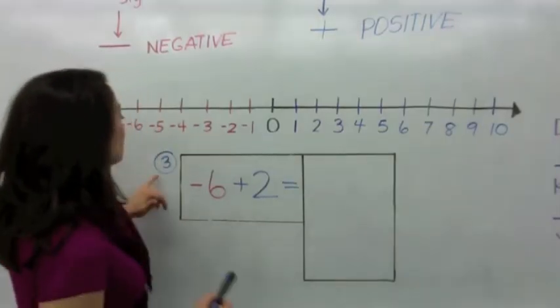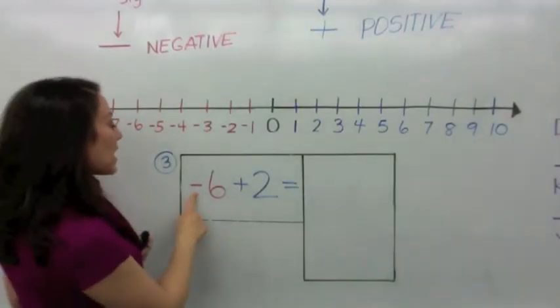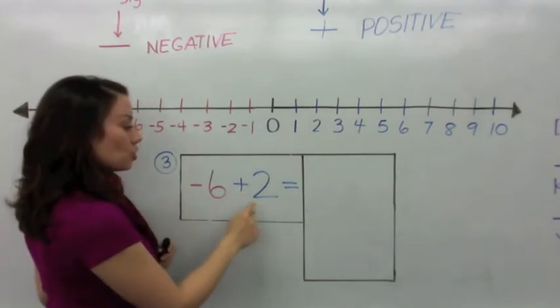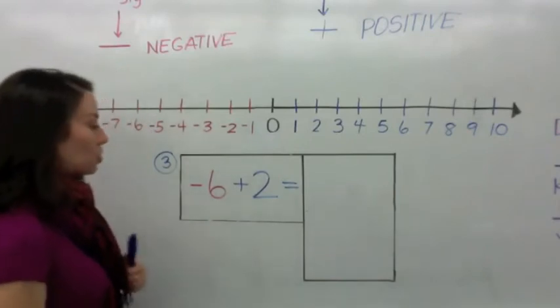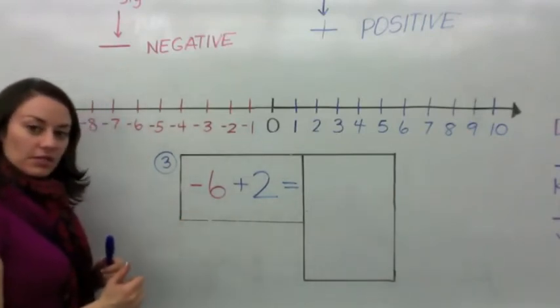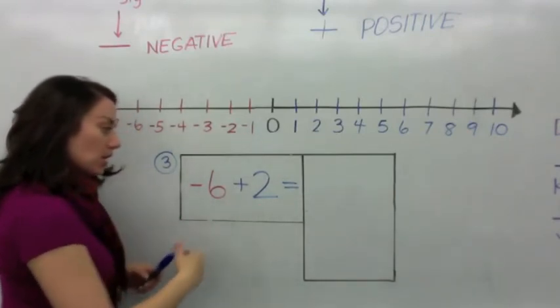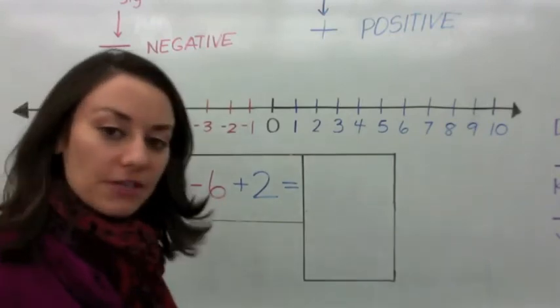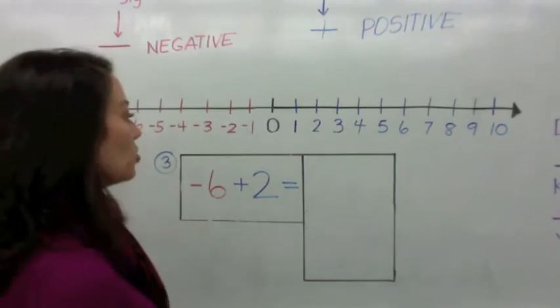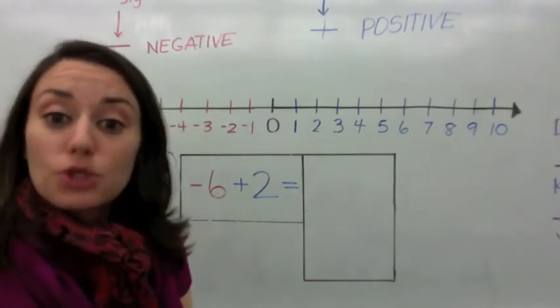All right, so go ahead and read number 3 with me. It says negative 6 plus 2, okay? Or you're adding a positive 2. Now, I'm going to ask you a question. Look at the colors of these numbers. Are they different? Yes. So do they have different signs? This is negative 6 and positive 2. Are they different signs? Yes. So you say different signs subtract.